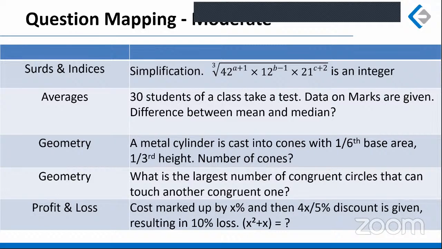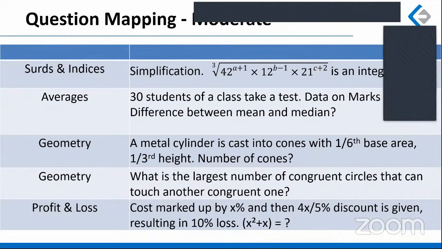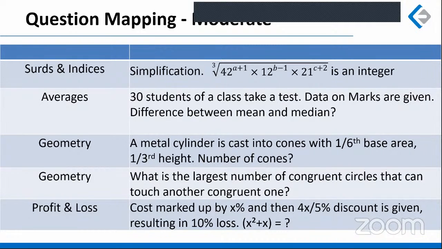The cube root of this part is an integer. So all that is left to us is to find values of A, B, C from the options which would make it an integer. Averages: 30 students of a class take a test, and there's data on marks. Some students got so many marks, some got so many marks, and the rest got so many marks. You have to find the difference between the mean and the median. So quite a straightforward question.